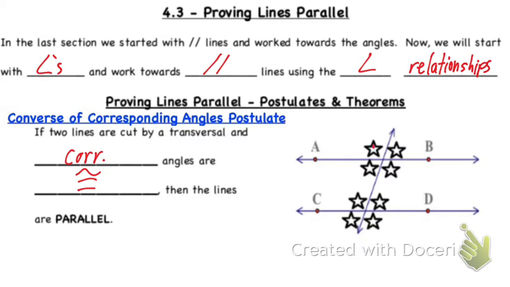So in this picture with these stars, over here to the right, if I pick this top left star, which other star would be a corresponding angle to it? The bottom left? No, bottom right. The top left star of the bottom. Yeah. Corresponding angles are in the same position at the other intersection.